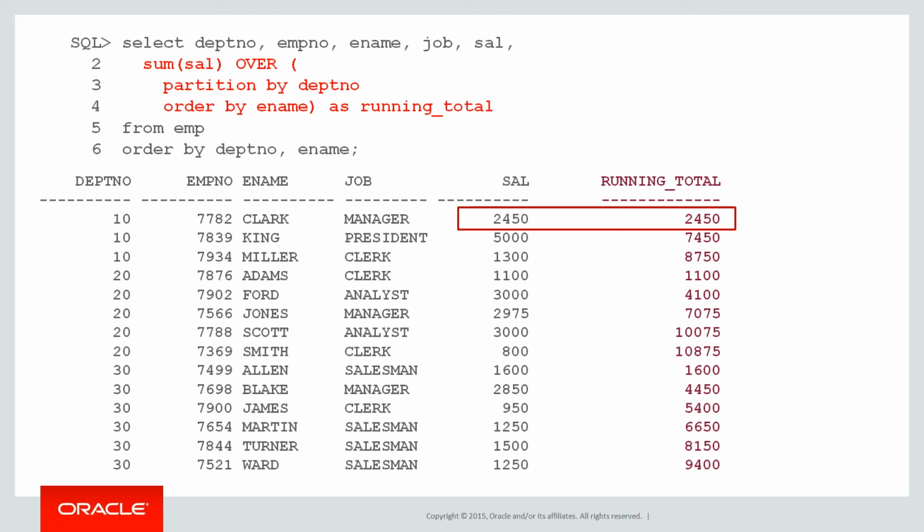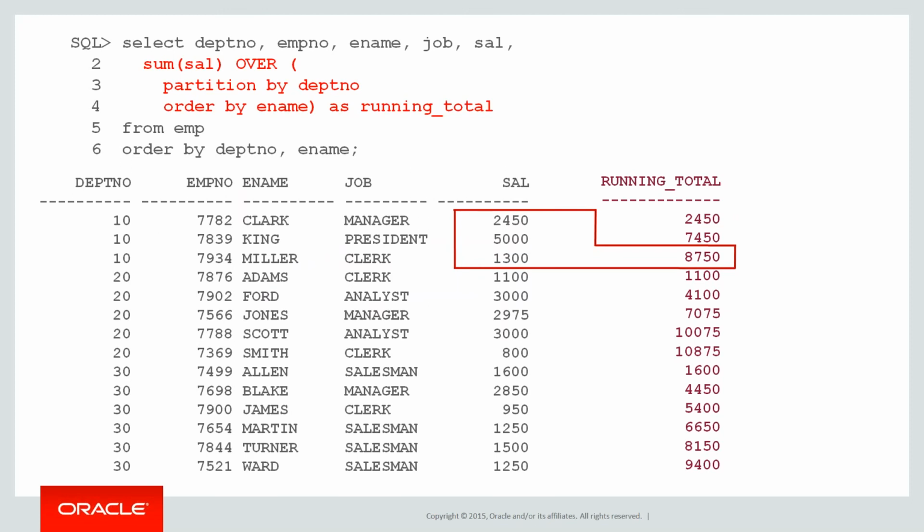The first row we hit in department 10 is Clark the manager. His salary is 2,450, so the running total is logically 2,450. We move to the next row, and the running total is 7,450 because we've got Clark and King, and then we have Clark, King, and Miller, and we have 8,750. Now, when we move on to the next row, the total resets. Why does it reset? Because we're partitioning by department number. So we've hit a new department number 20, and so our running total starts again. But that's how we do aggregation, nice and simply.